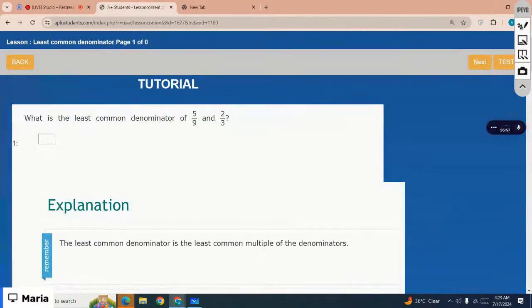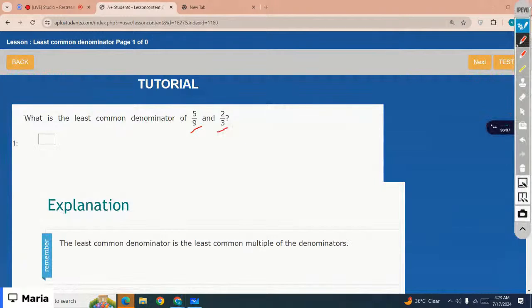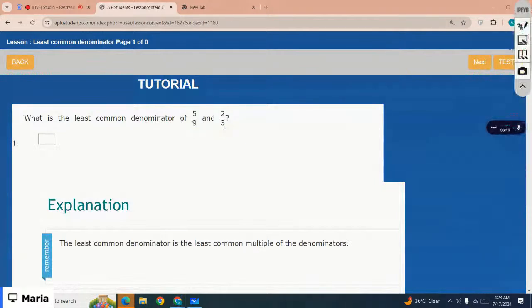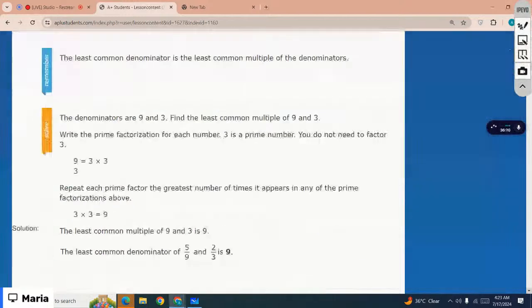Okay, what is the least common denominator of 5 by 9 and 2 by 3? So their denominators are 9 and 3, right? The least common denominator is the least common multiple of the denominators. So you need to find the least common multiple of the denominators, right? You have to write the prime factors. So the prime factors of 9 are 3 times 3, and the prime factors of 3 are 3 times 1, right?